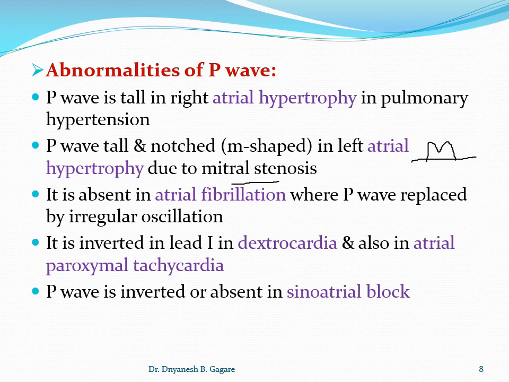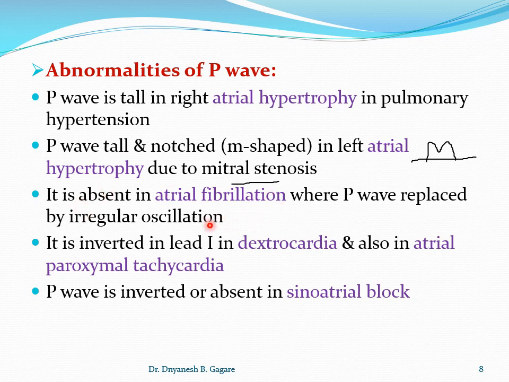Now students, it is absent in atrial fibrillation. So what is atrial fibrillation? Fibrillation means rapid and irregular contraction of the atria. So it is abnormal, it is not a normal thing. We'll discuss it later in the applied part. There is rapid and irregular contraction of the atria, and the contraction rate increases very high, about 300 to 400 times per minute.